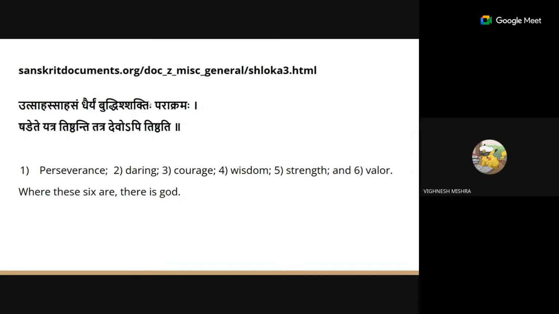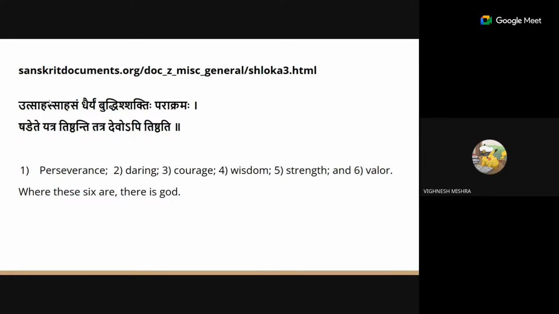No problem. So here you can see these two dots, which is called visarga, before pa. So before pa or pha, if you see these two dots or visarga, then you can optionally pronounce it as shaktif. The fa can be there. You can change it to fa, parakramaha.